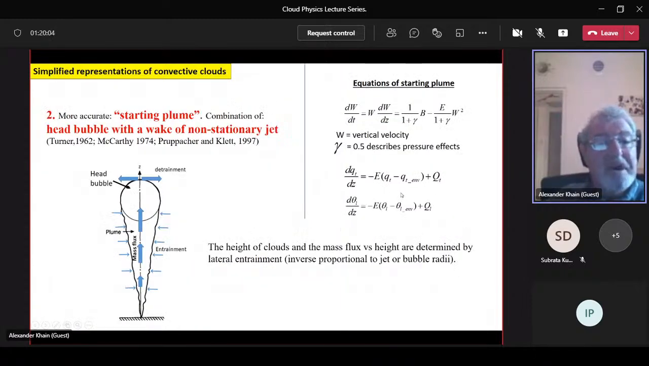There is another, more accurate representation of convective clouds as a starting plume. A starting plume is a combination of a head bubble, which is actually a parcel, and a tail. The tail is a non-stationary jet. The difference between this representation and the previous one is that here we use an equation for vertical velocity. Here is the first equation you see, where the first term is buoyancy, and the second term is related to a kind of friction force related to entrainment. Equations for QT and theta L are the same.